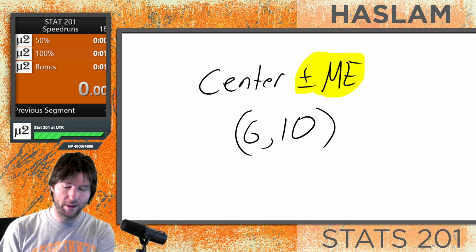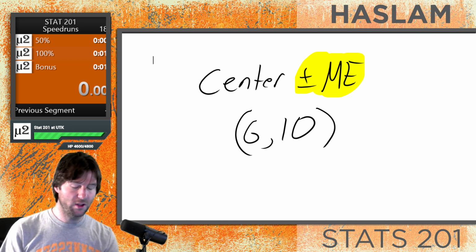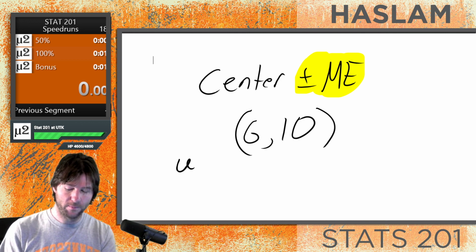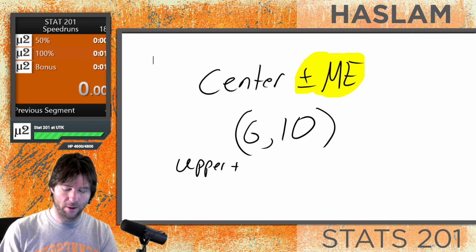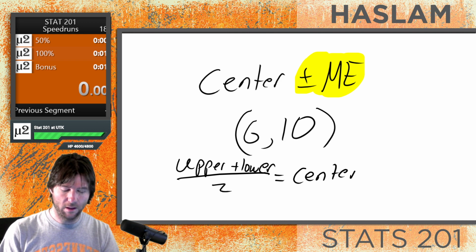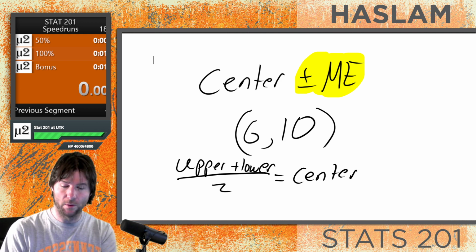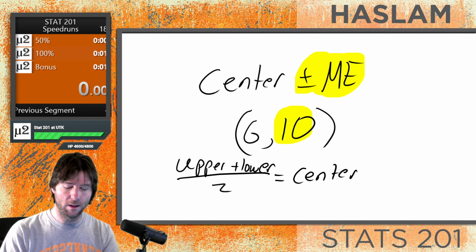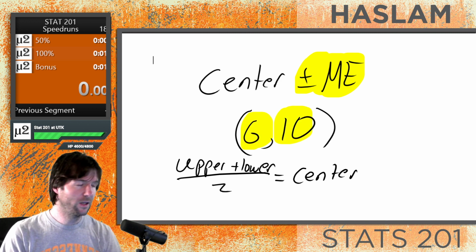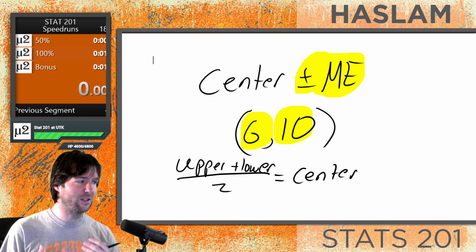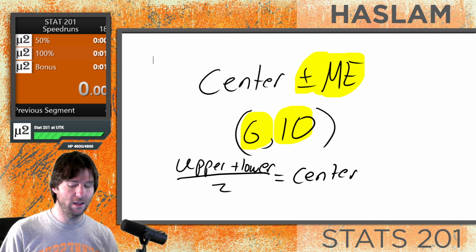Well, let's put an equation for the center. The center is going to be the upper plus the lower, and we divide that by 2. That is going to give us the center. The upper of the interval is going to be 10, and the lower of the interval is going to be 6. So that gives us 10 plus 6 is 16, divided by 2 is 8, and what are you doing? You're just averaging the numbers together.